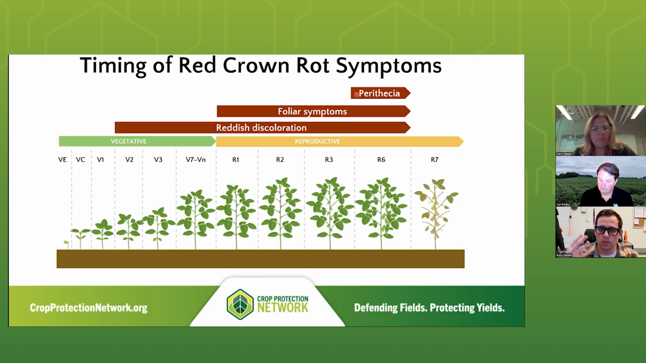And more towards the end of the season, we can find the white mycelia on the lower part of the stem, and under the right weather conditions, we can find the perithecia, these very characteristic structures for this disease.